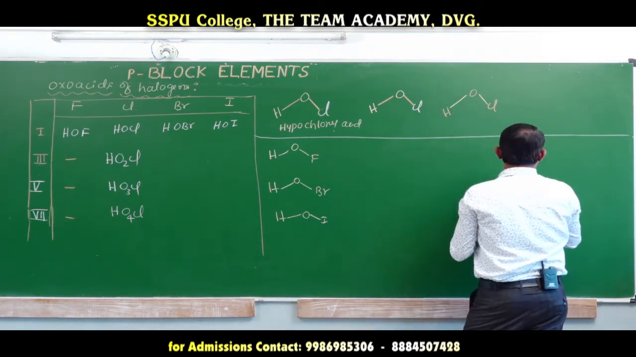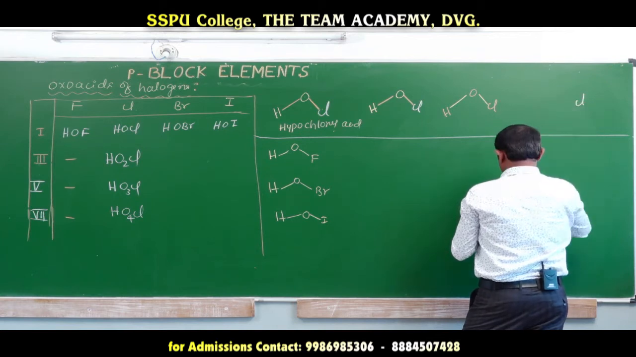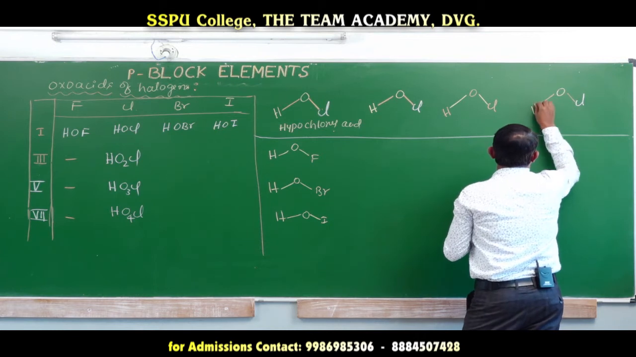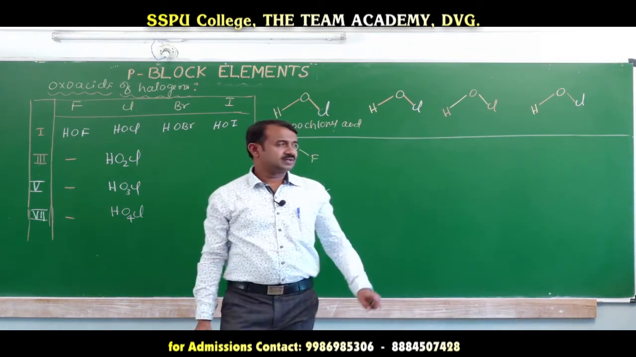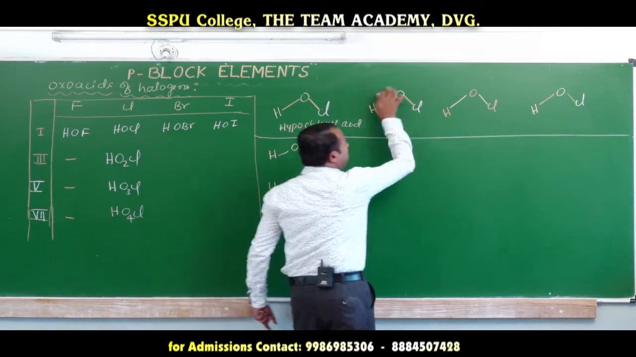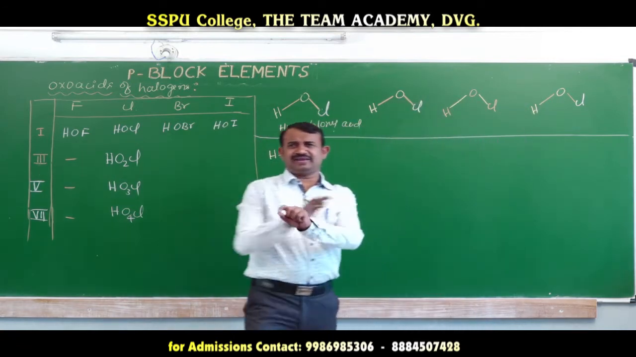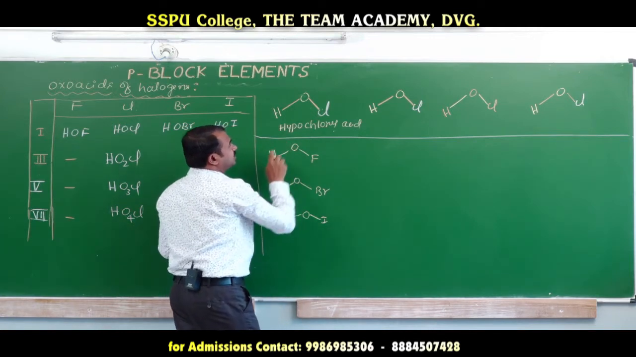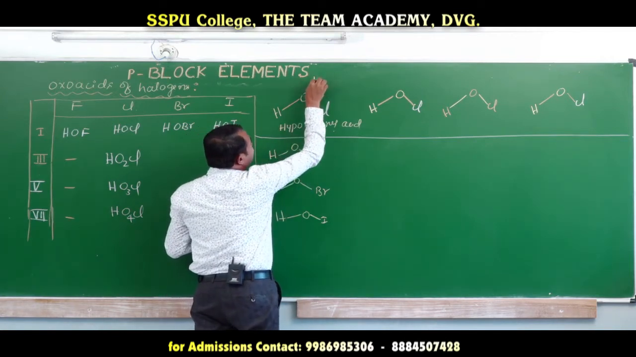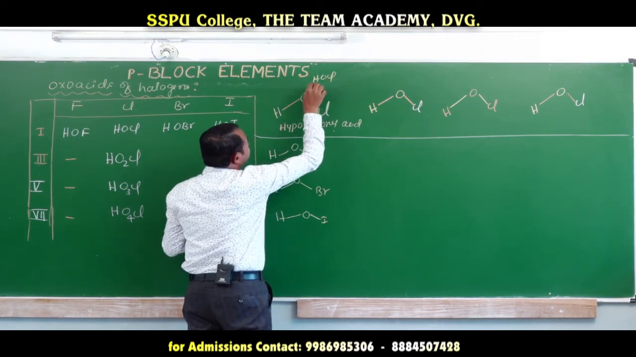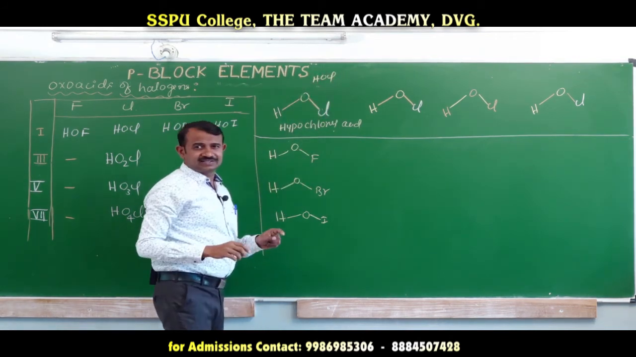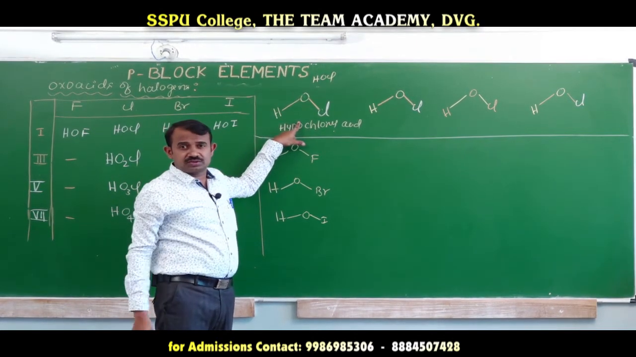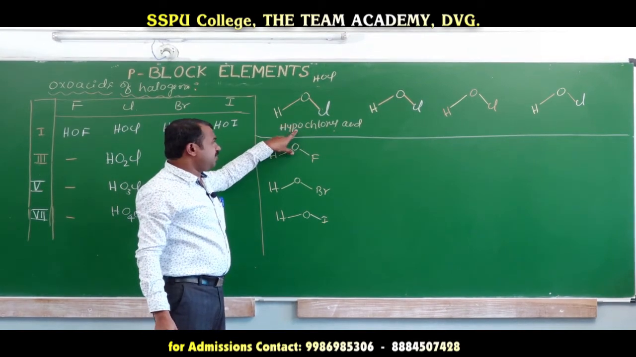Next one, another one also the same, Cl, the bond, OH. Listen carefully, ClOH, all four are the same, but here the formula is very, very important. Here the formula is HOCl, hypochlorous acid. If you know one, you can write all four structures. This is hypochlorous acid.